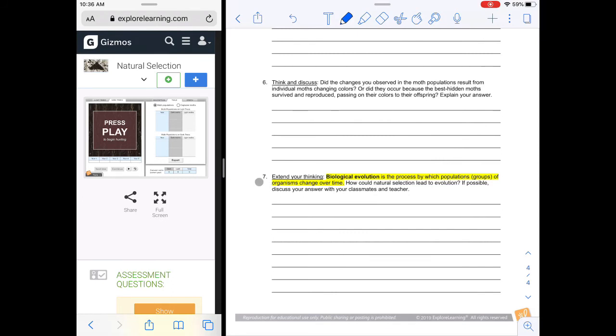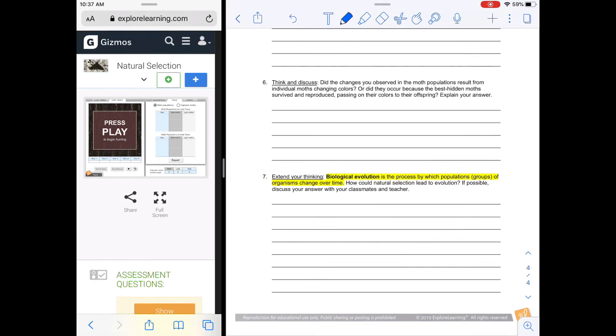Lastly, number 7, we've got the definition of the term biological evolution. That is the process by which populations of organisms change over time. So populations of organisms would be groups of living things in the same species. In this Gizmo, we were learning about the population of moths. How could natural selection lead to evolution? So how could the fact that moths that could camouflage became more common because they were not eaten lead to the population changing over time?